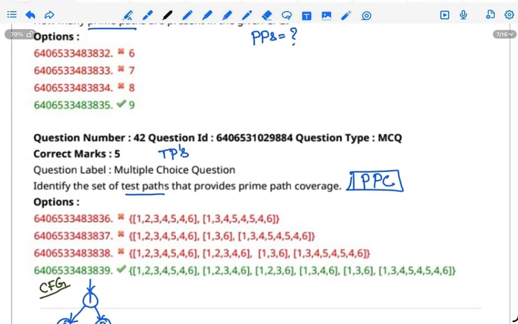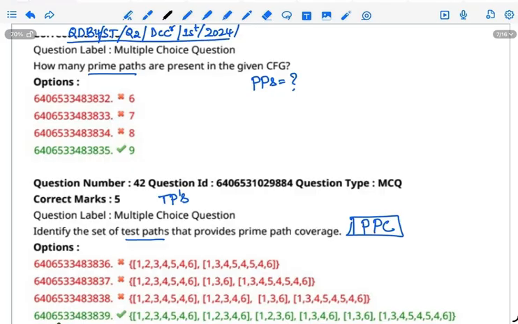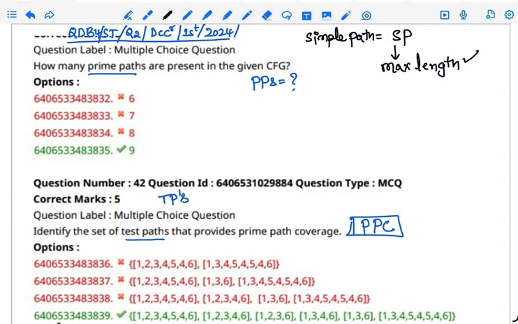So what is a prime path? A prime path is a simple path of maximum length. A simple path is represented with SP. So first we have to find the prime paths by finding the simple paths, and the maximum length simple path is a prime path.